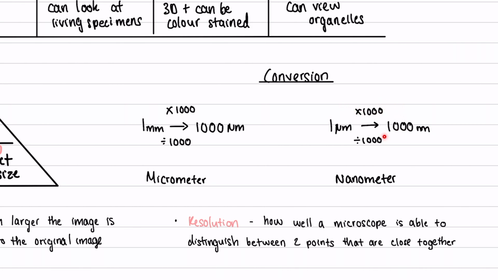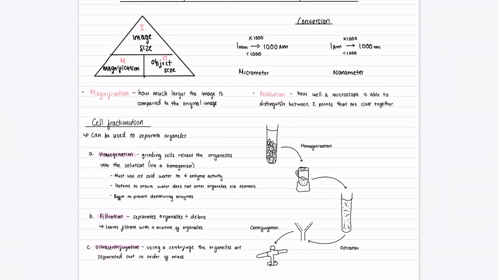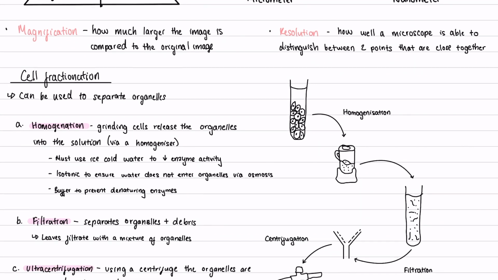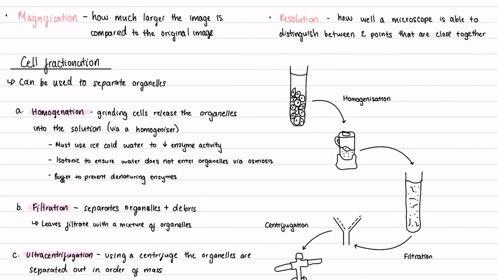Now, in order to study one specific organelle, they need to be separated from one another via a process known as cell fractionation. Cell fractionation is split into 3 stages: homogenation, filtration, and ultracentrifugation. Homogenation is to break up the cell and to release the organelles using a homogenizer. So first, cells are placed into a solution.